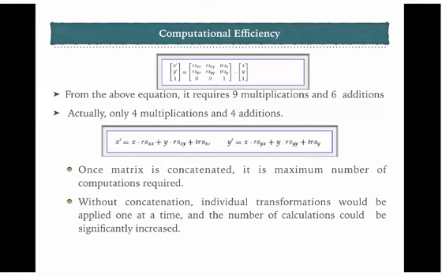Computational efficiency. The given equation, as we can see, requires 9 multiplications and 6 additions. These can be reduced. Actually, only 4 multiplications and 4 additions need to take place. Once the matrix is concatenated, it is the maximum number of computations required. Without concatenation, individual transformations would be applied one at a time, and the number of calculations could be significantly increased.